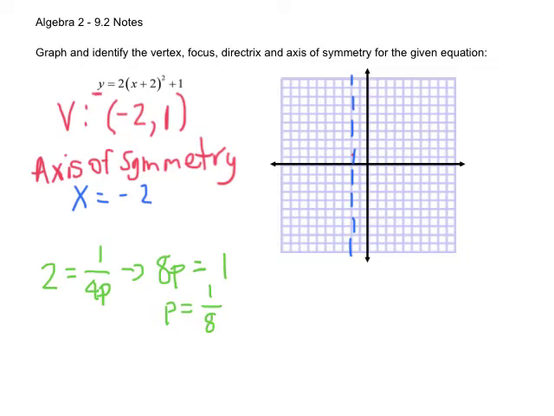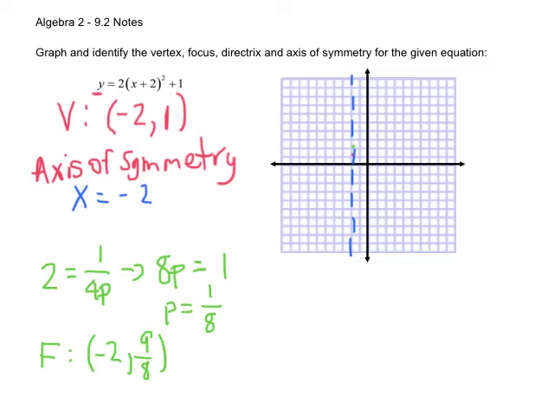So to find my focus, I move 1/8 of a unit up from my vertex. This will be really hard, but there's 1/8. Not a very close 1/8, but I'm going to move up 1/8. So where's my focus going to be? My focus is going to be at the point negative 2, and then 1 plus 1/8, or 9/8. That's my focus.